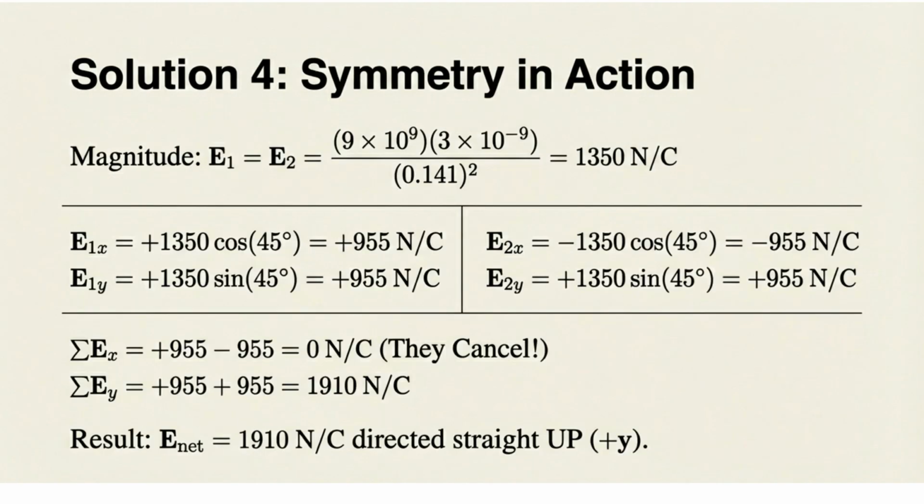In the solution, due to symmetry, the magnitudes of the electric fields E1 and E2 are equal. The x components of the fields cancel out. The net electric field is the sum of the y components, resulting in E net equal to 1910 newtons per Coulomb, directed straight up.